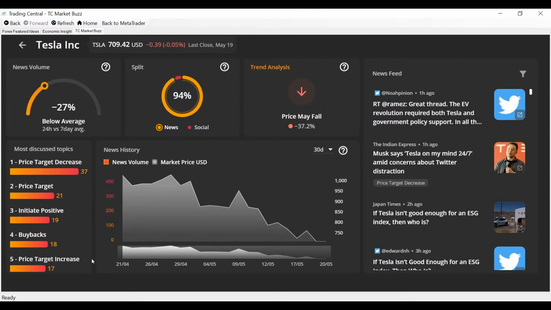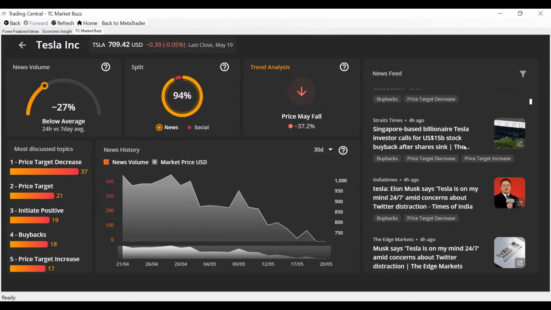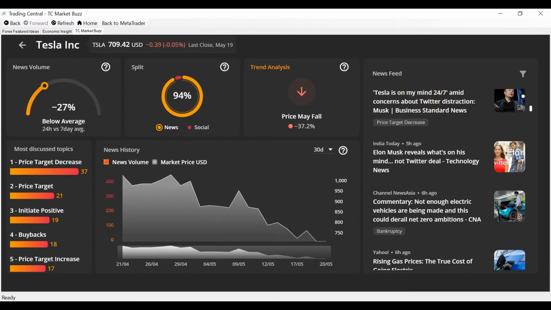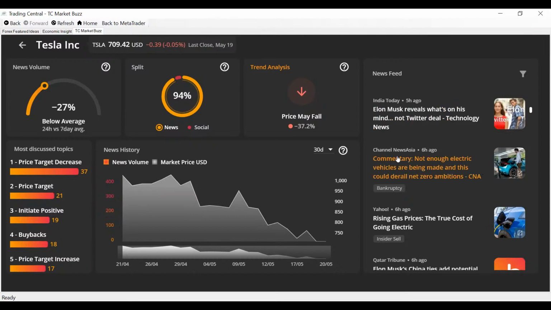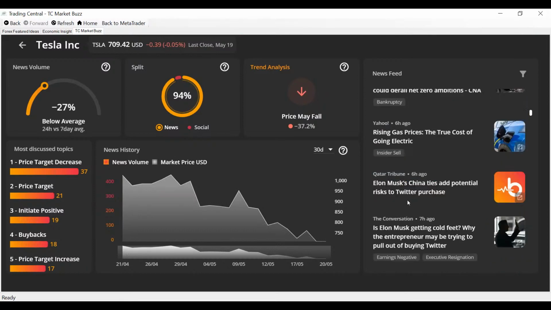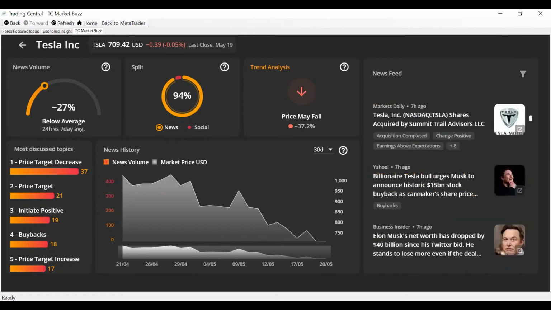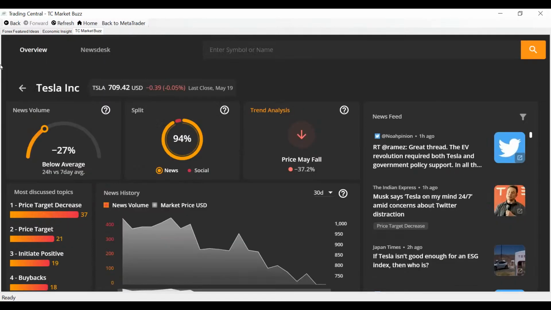So all these are aggregated by AI technology. So it saves us the time and trouble to screen through thousands of articles that are out there. Right here, it also collates all the related news or tweets about Tesla, about this particular stock right here. At this place, you see news from various reliable sources like Channel News Asia, Yahoo, and many other reliable news sources. So it would be a one-stop place for you to do your fundamental analysis mostly.